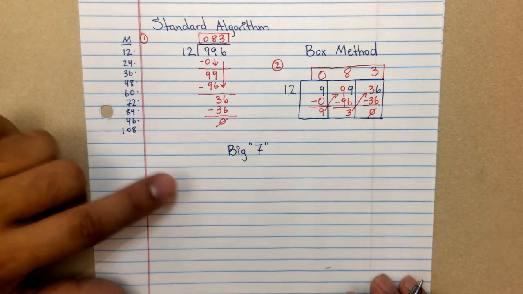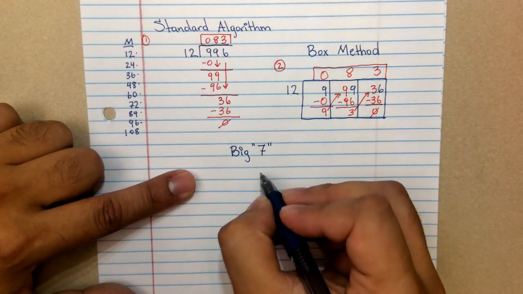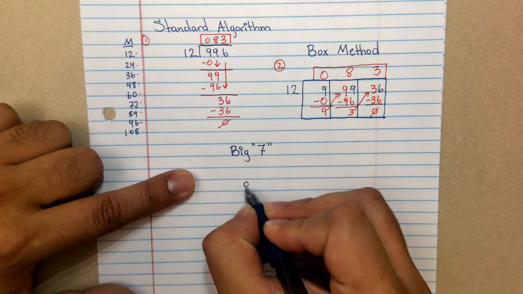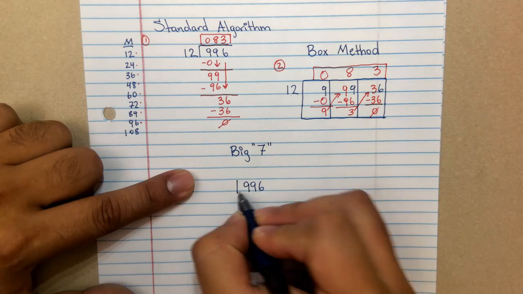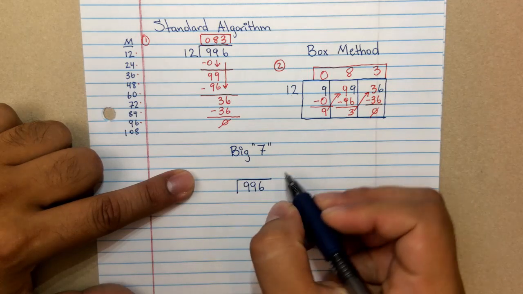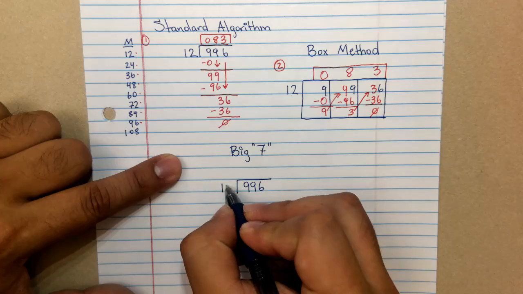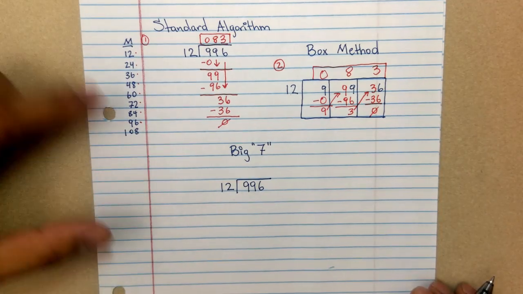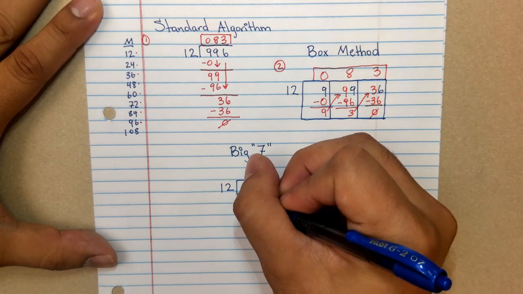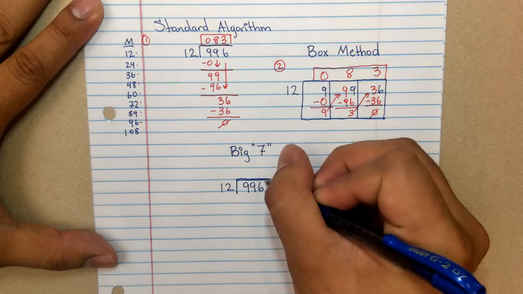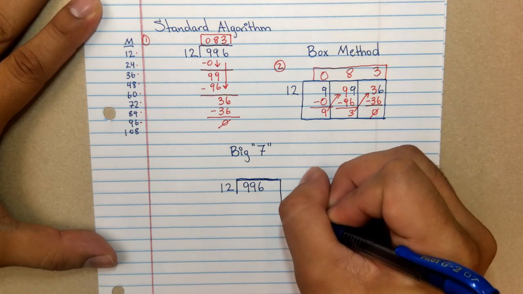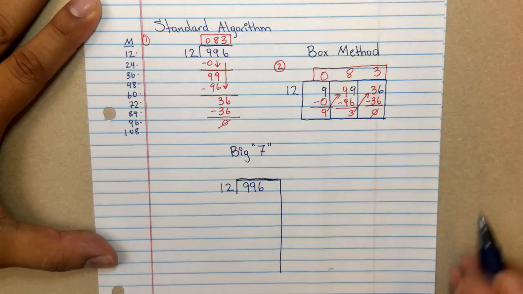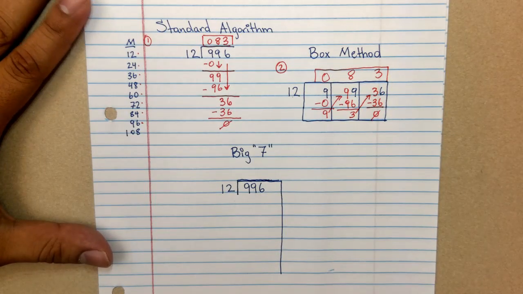So what it is, you start like the standard algorithm, 996, and you put the 12. So it looks like that, but we're going to make it look like a giant 7. So this little bridge that we have, we go straight down like this. Kind of like a giant 7.